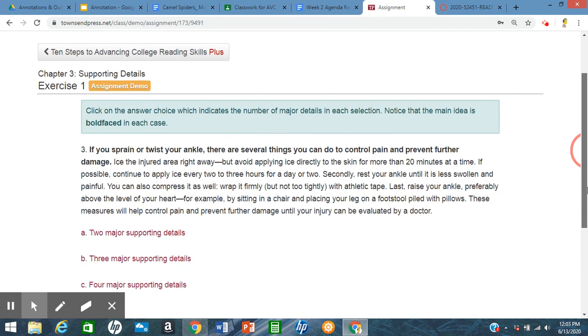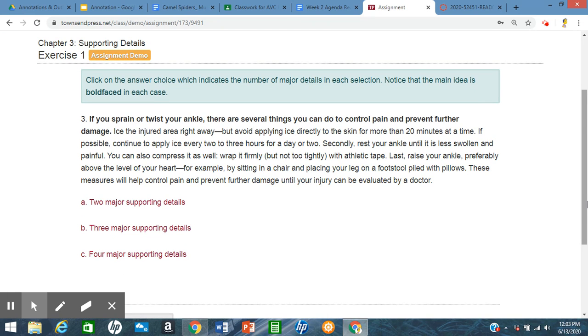Next one. If you sprain or twist your ankle, there are several things you can do to control pain and prevent further damage. Ice the injured area right away, but avoid applying ice directly to the skin for more than 20 minutes at a time. If possible, continue to apply ice every 2 to 3 hours for a day or two.